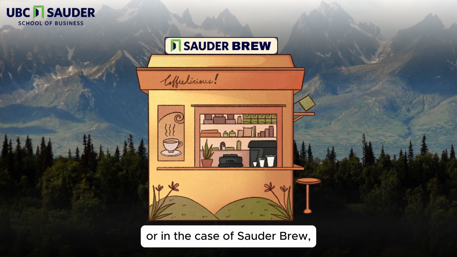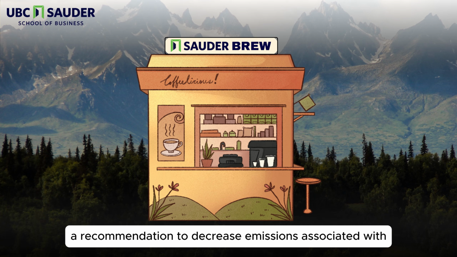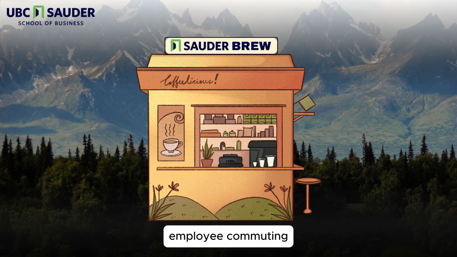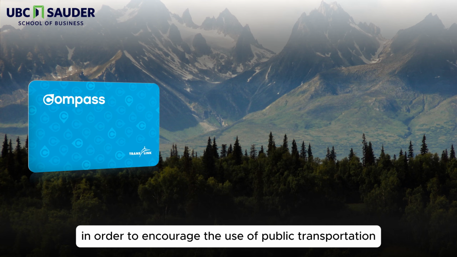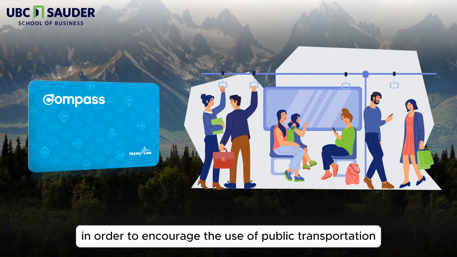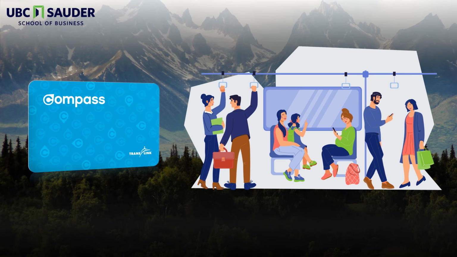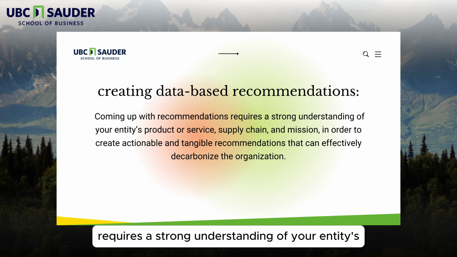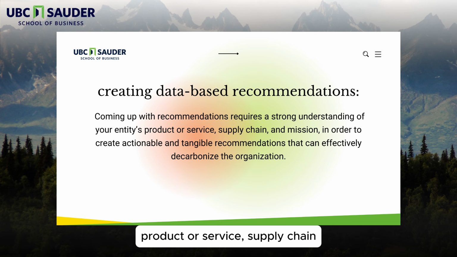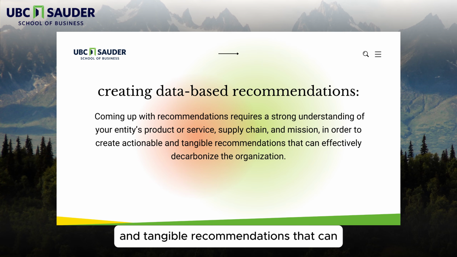Or, in the case of Solder Brew, a recommendation to decrease emissions associated with employee commuting could be to subsidize public transit passes in order to encourage the use of public transportation instead of driving to work. In any case, coming up with these recommendations requires a strong understanding of your entity's product or service, supply chain, and mission in order to create actionable and tangible recommendations that can effectively decarbonize the organization.